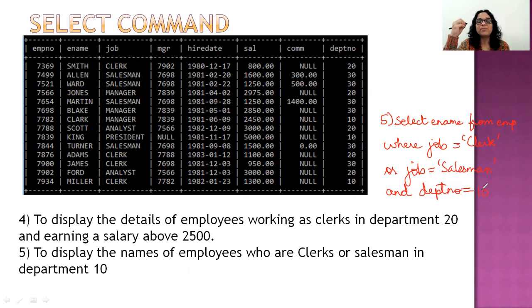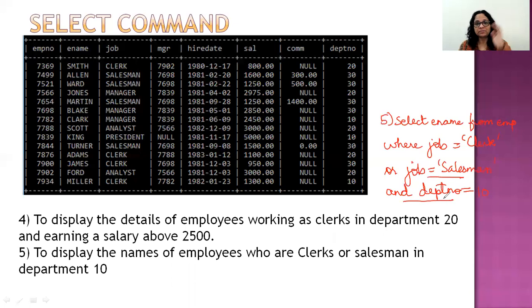One very important thing you need to understand here is that in this command you have an AND and an OR. And according to priority, AND has higher priority than OR. So what is evaluated first? Somebody who is a salesman in department 10. That's the first evaluation. Or somebody who's a clerk. So in that scenario, the person who is a clerk doesn't have to be in department 10. But that's not the question.